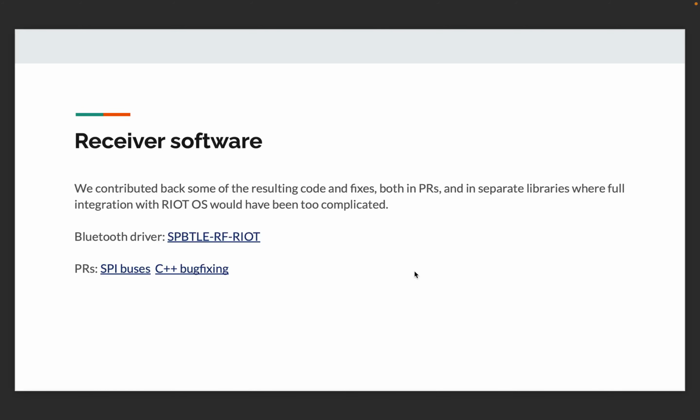Speaking about software, you can find here our pull requests to RIOT, in order to implement the SPI buses and fix some little bugs on C++, but most importantly, our port of the BLE module on RIOT OS coming from Arduino.